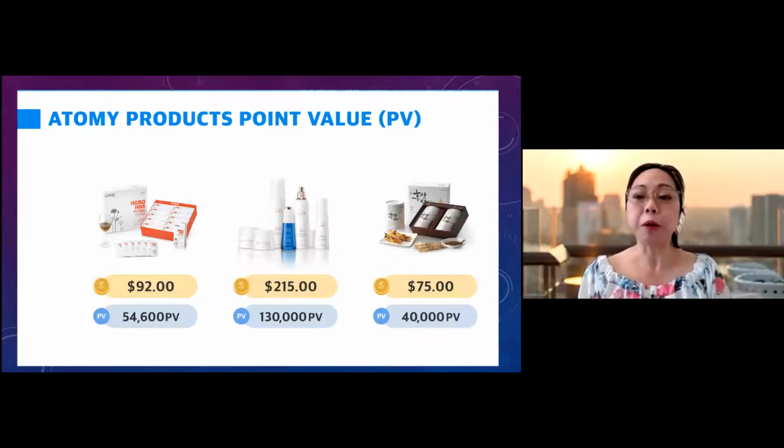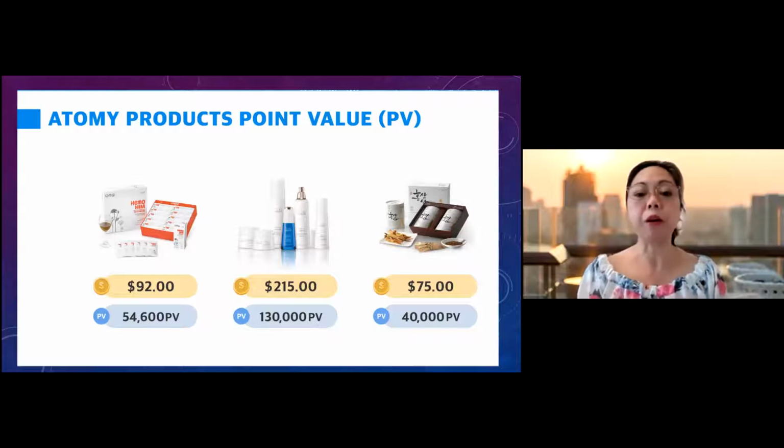First, Atomy's products have what we call a point value, and that's our topic for today. What is a personal PV versus a group PV? Especially for beginners, our products have a point value attached to them. For example, one of our signature products, the Himohim, has 54,600 PVs attached.